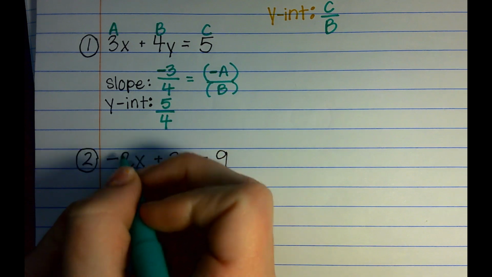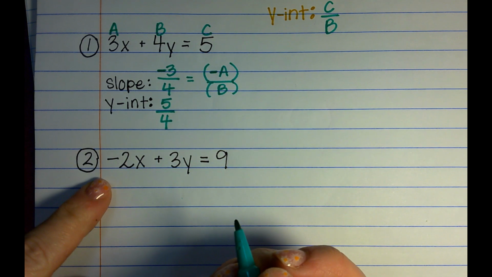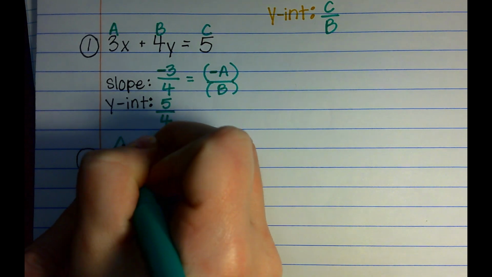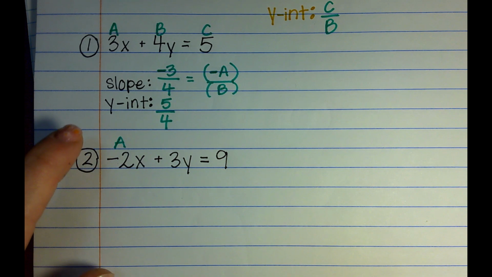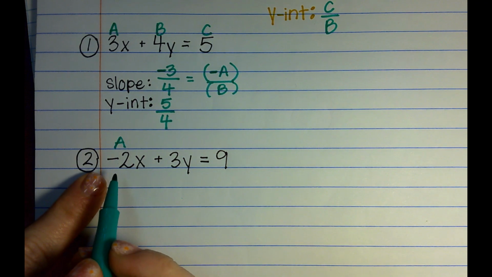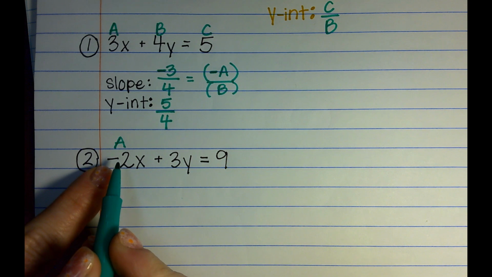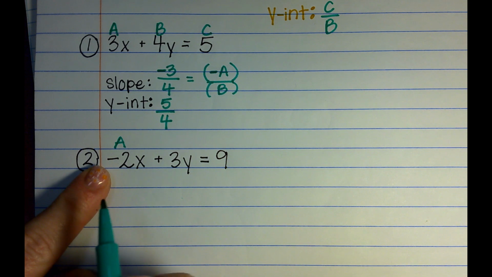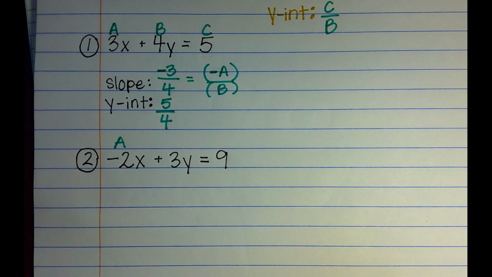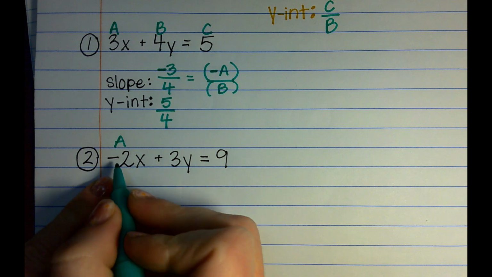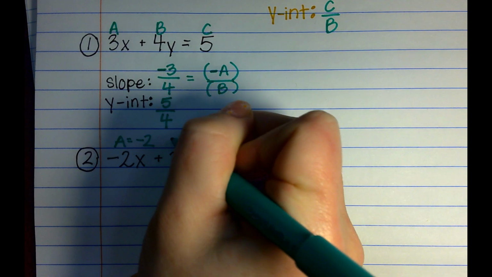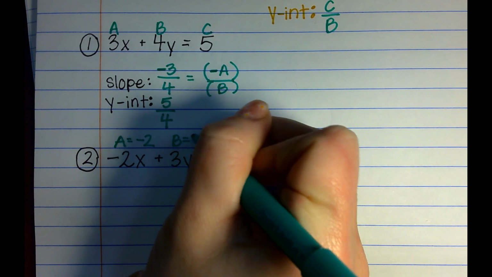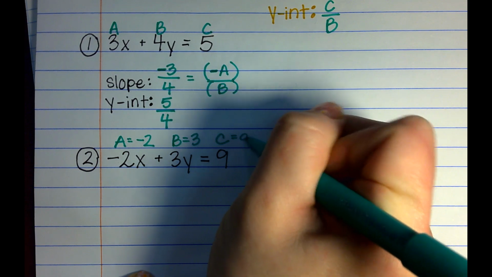What's our A first of all? Negative 2. You're right, it is going to be 2/3, but since we're starting with an A that is already negative, we flip it to a positive. Yes, the negative version of a negative is a positive. Negative just means opposite. So we're just changing it, but you got the numbers right. That's perfect. So our A is negative 2, our B is 3, and our C is 9.